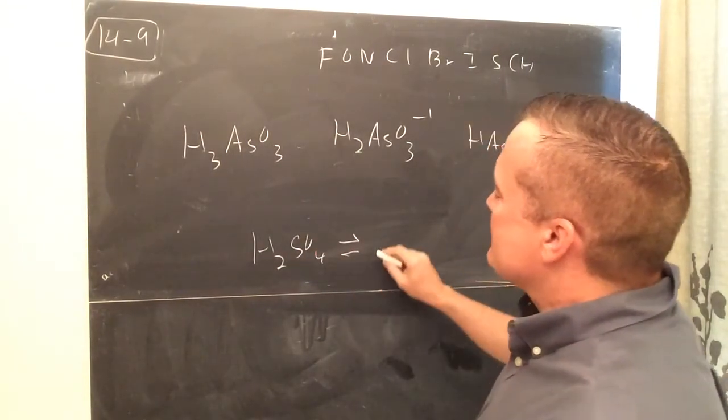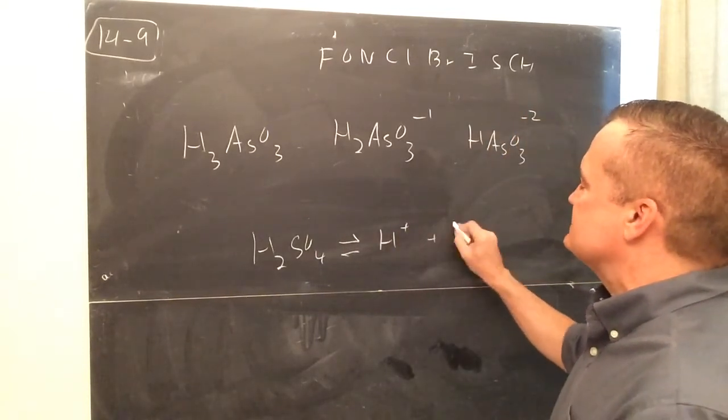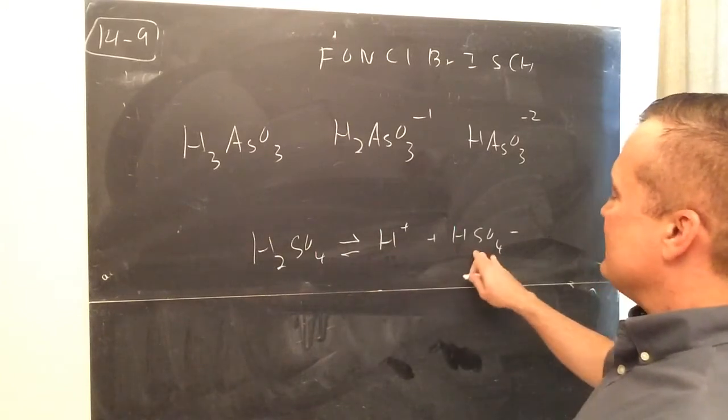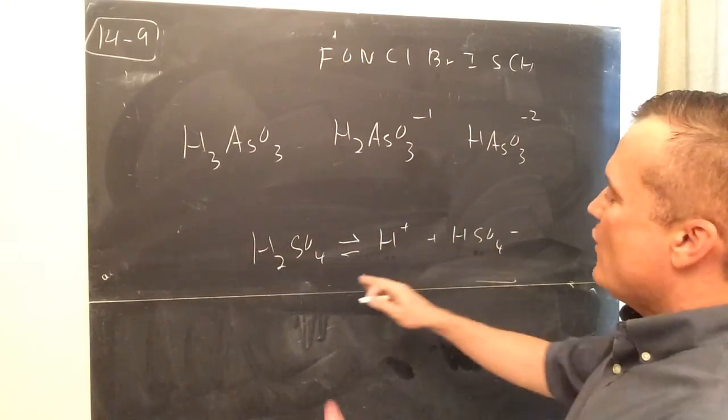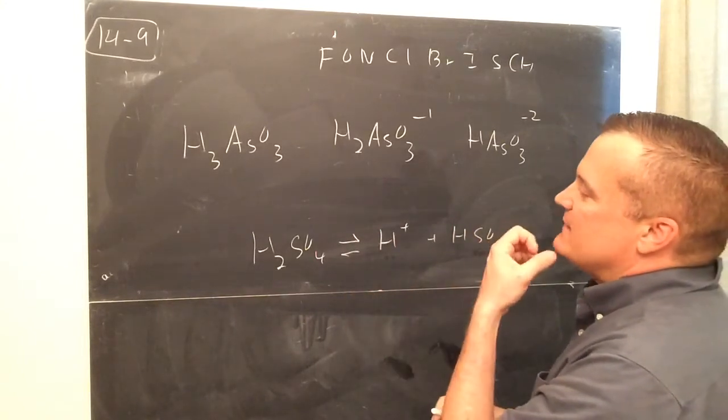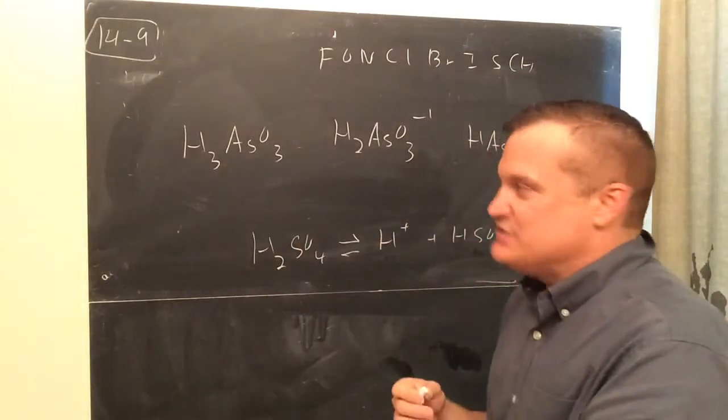When that breaks up, remember I told you first comes off H+. The first H comes off, that's a strong acid. But now that is a weak acid. So when you lose an H, it becomes weaker. It doesn't want to let go of that H as much.